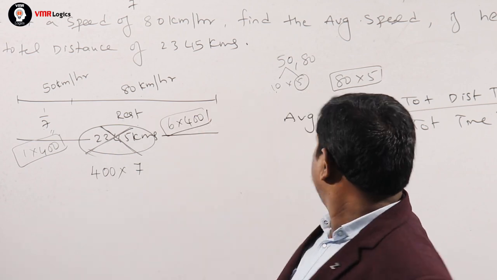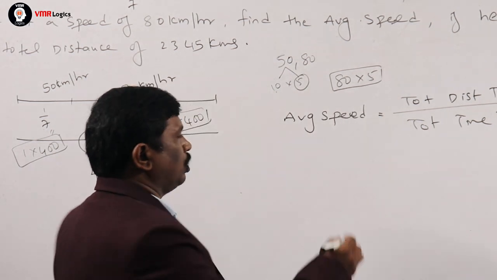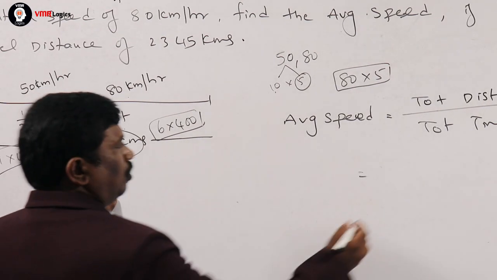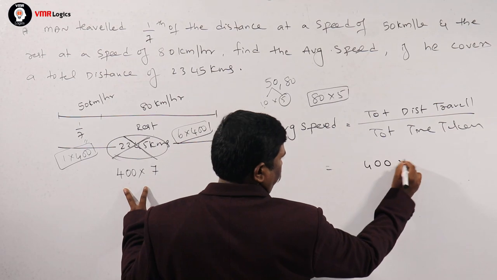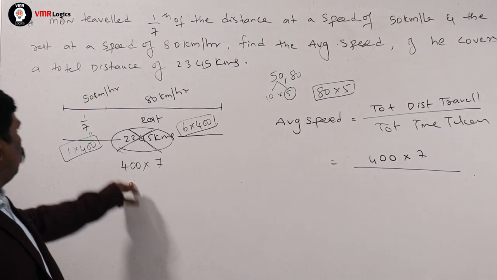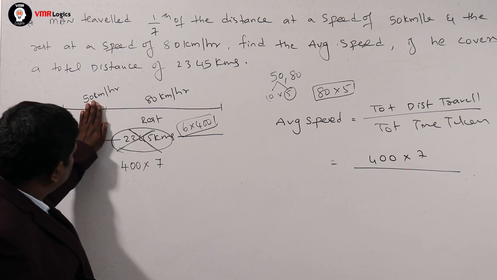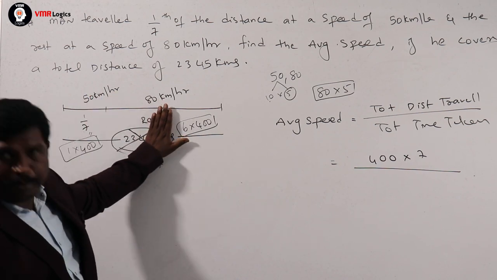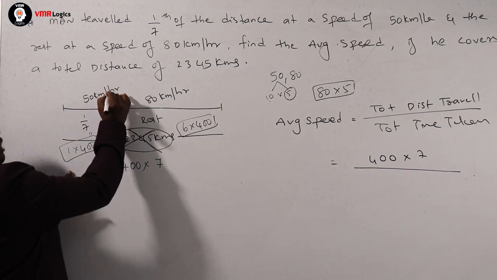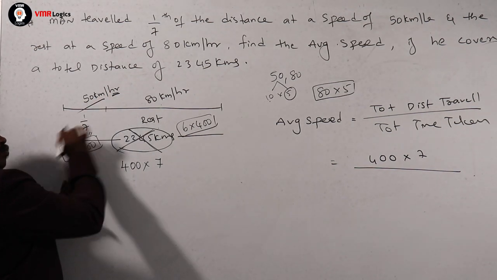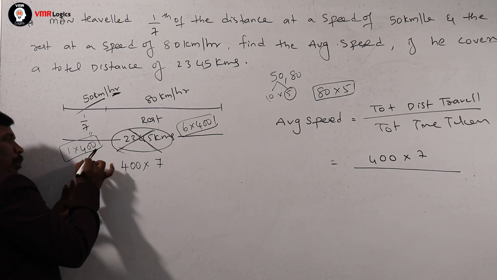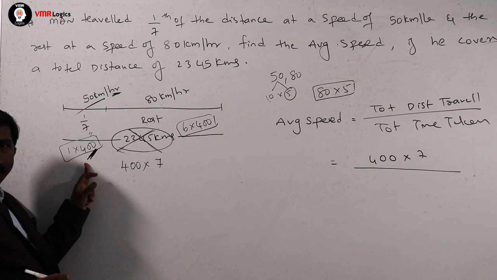Now, the average speed formula is total distance traveled by total time taken. Total distance traveled is 400 into 7. Now I require the total time taken to travel this part and this part. Time formula is distance by speed. Per hour I am traveling 50 kilometers. To travel 400 kilometers, I need 8 hours.